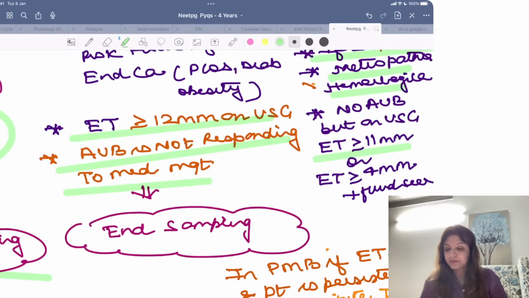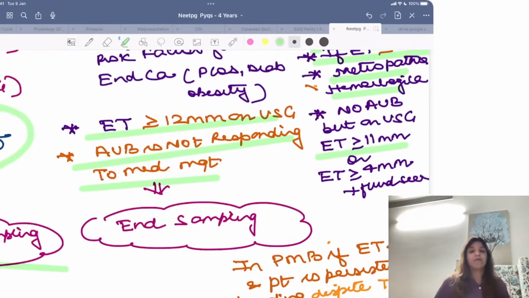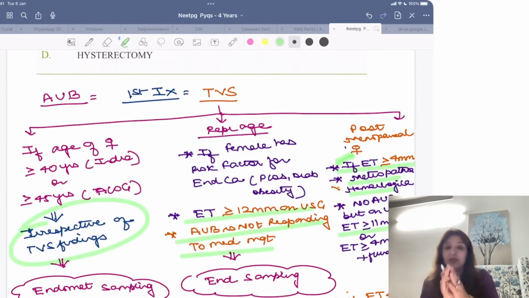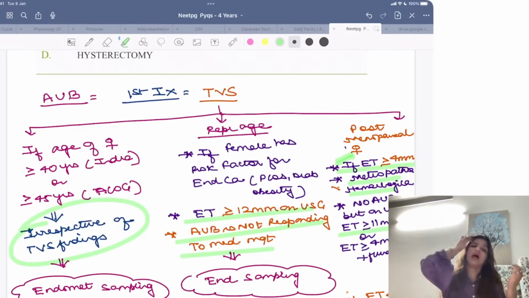Right? Now, please understand these few things very, very properly. Postmenopausal bleeding, patient is coming, you are going to do endometrial sampling only if endometrial thickness is more than or equal to 4 millimeters. Postmenopausal bleeding, patient is coming and there is metropathia hemorrhagica, then you are going to do endometrial sampling. Patient is not coming to you with postmenopausal bleeding. On routine ultrasound, you are seeing that endometrial thickness is more than or equal to 11 millimeters. You have to do endometrial sampling.